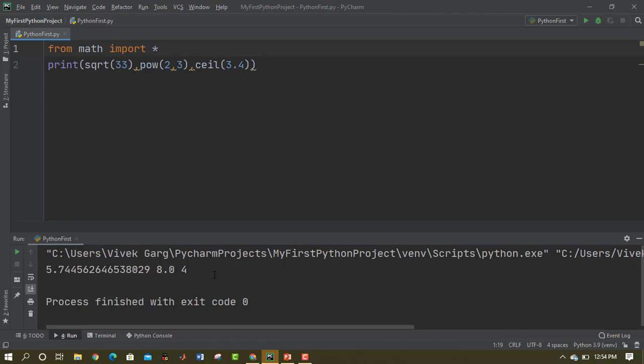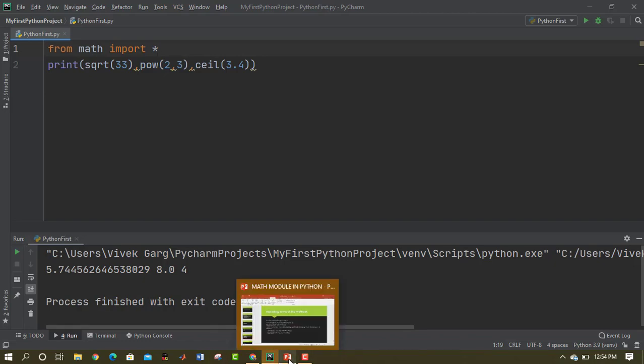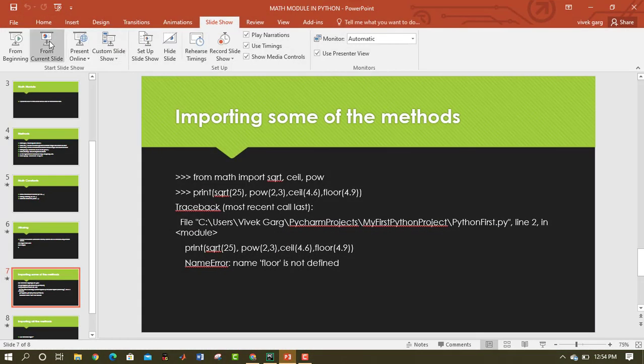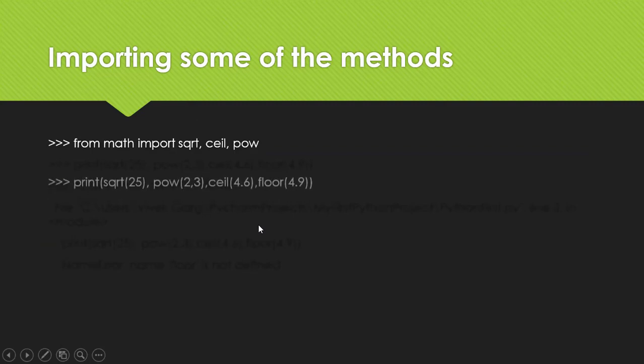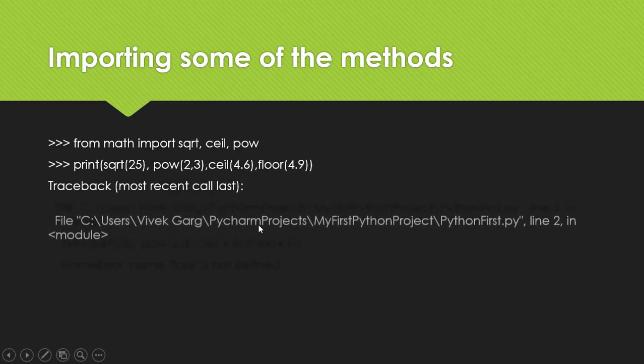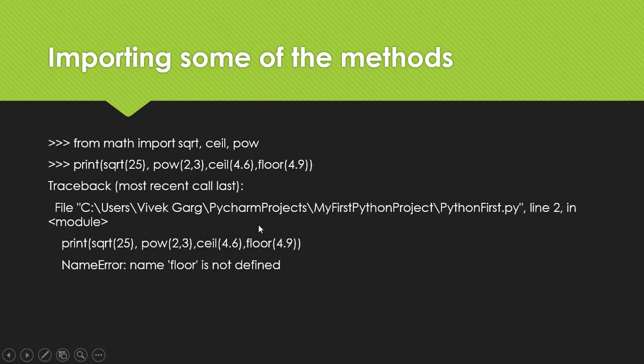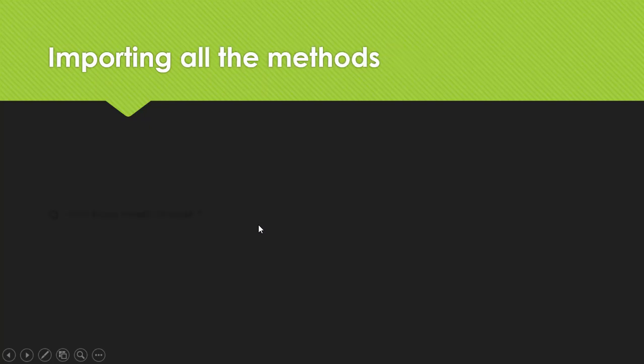Let's go back to the presentation. So importing some of the methods, we know how to import some of the methods from the math module now. The next topic is importing all the methods. I have already discussed this. From math import star would mean import everything, all the methods from the math module. So I hope the concepts are now clear to you.